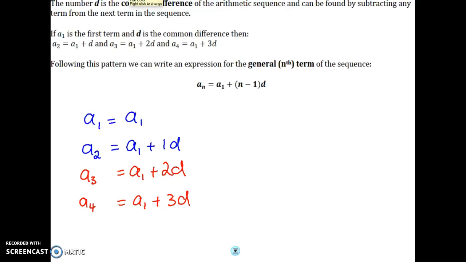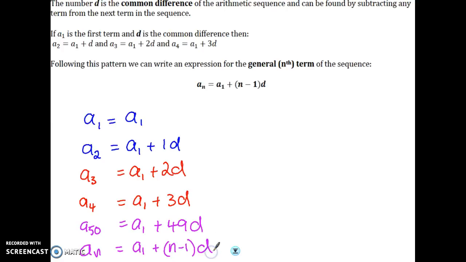If you wanted to get to the 50th term, you would start at A1 and add 49 differences. And in general, if you wanted to get to the nth term, the term in position n, you'd start at the first term and add n minus 1 differences. That's how this explicit rule is determined. All I need to know is the value of n, where n represents the position in the sequence.